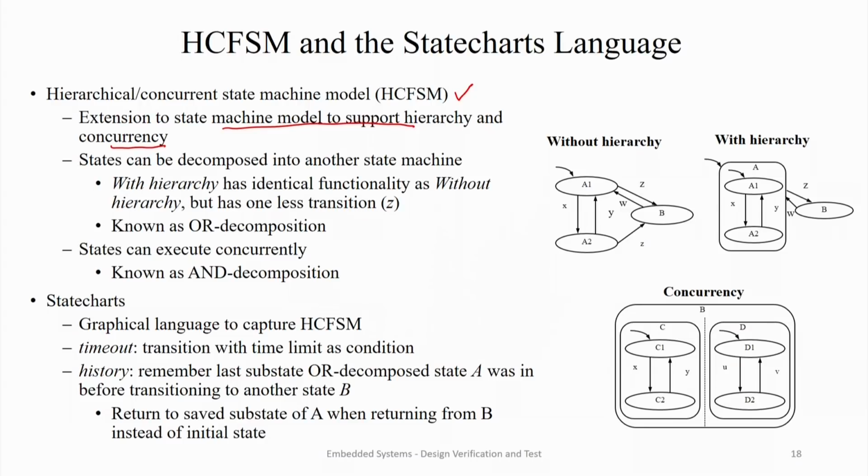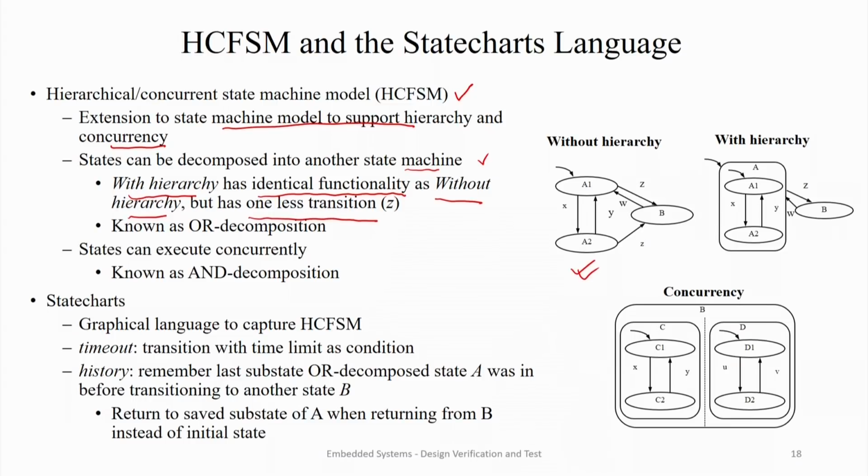Now, in this, states can be decomposed into other state machines, or you can say that a whole state machine can be abstracted as a single state. So, this is the hierarchy in the hierarchical state machine. States can be decomposed into another state machine. So, we have a single state and that gets decomposed into a complete new state machine. The design with hierarchy has identical functionality as without hierarchy, but one less transition Z in this case.